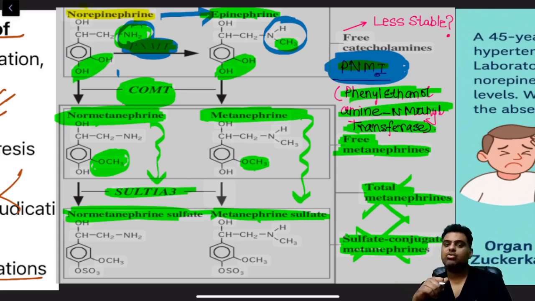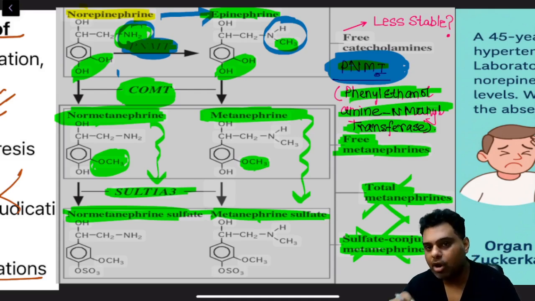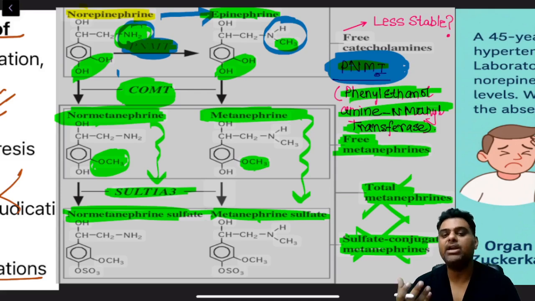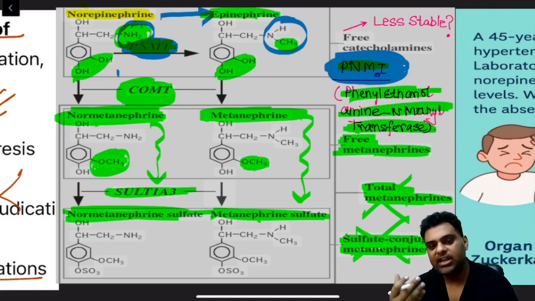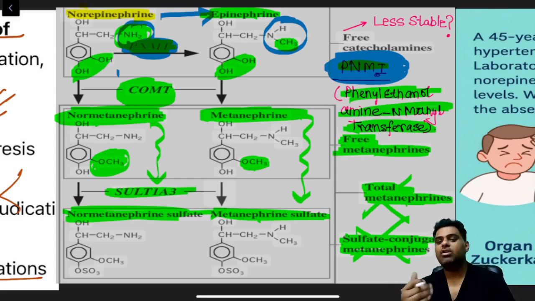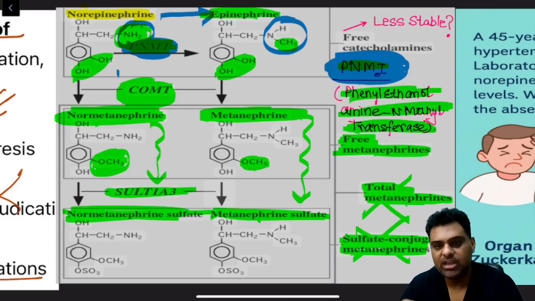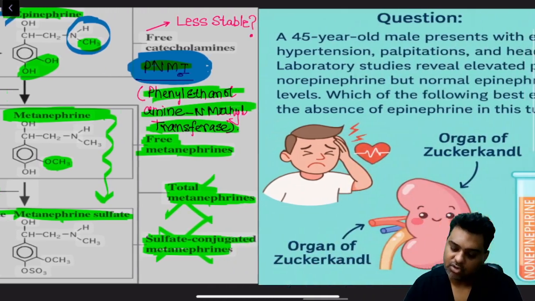Now, someone can ask you why in the adrenal medulla we have this enzyme PNMT, but in the organ of Zuckerkandl or extra-adrenal tumors there is no PNMT. This PNMT enzyme requires cortisol. If cortisol is present, only then can this enzyme be formed. And we all know that the adrenal medulla is highly exposed to increased cortisol levels. Therefore, it has the PNMT enzyme and thus formation of epinephrine, whereas the organ of Zuckerkandl is not exposed to a high level of cortisol. Therefore, there is no PNMT and thus no epinephrine. Now, this is a very important question that has been asked.